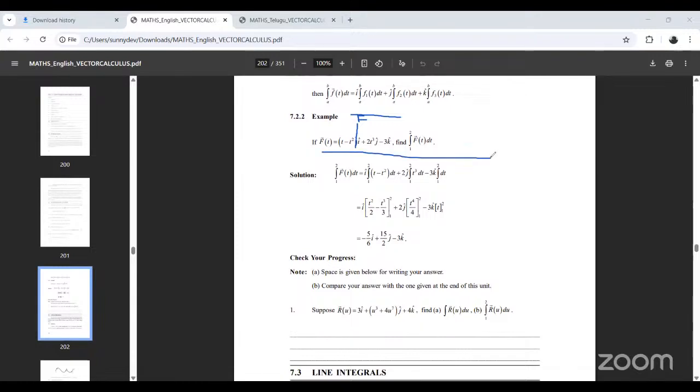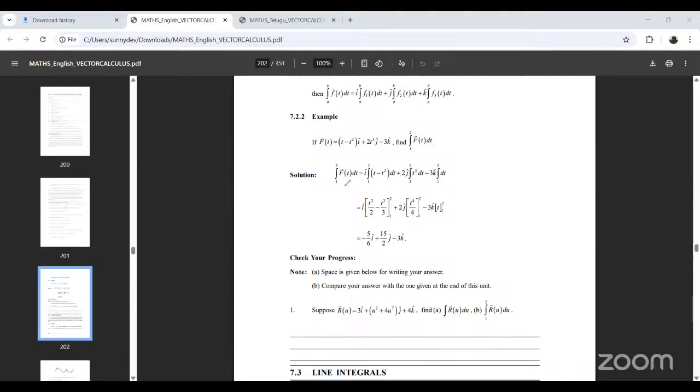Here, capital F of t equals (t minus t square) into i plus 2 t cube j minus 3k. And they're asking to evaluate the integral between 1 to 2 of capital F of t into dt.